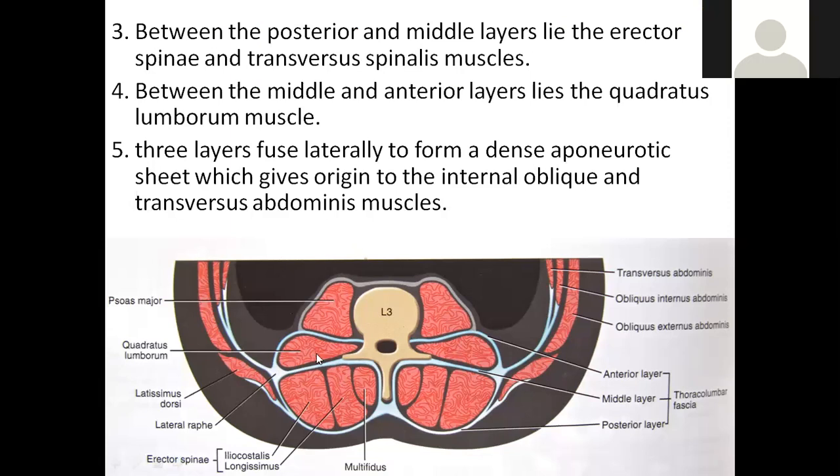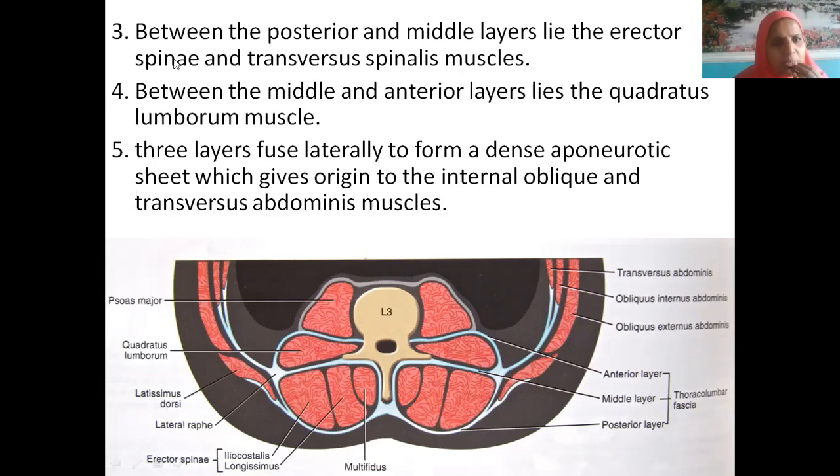In front of quadratus lumborum is the anterior layer. Behind quadratus lumborum is the middle layer. Covering the erector spinae is the posterior layer. Okay, all these three layers fuse laterally and become continuous with the fascia transversalis.